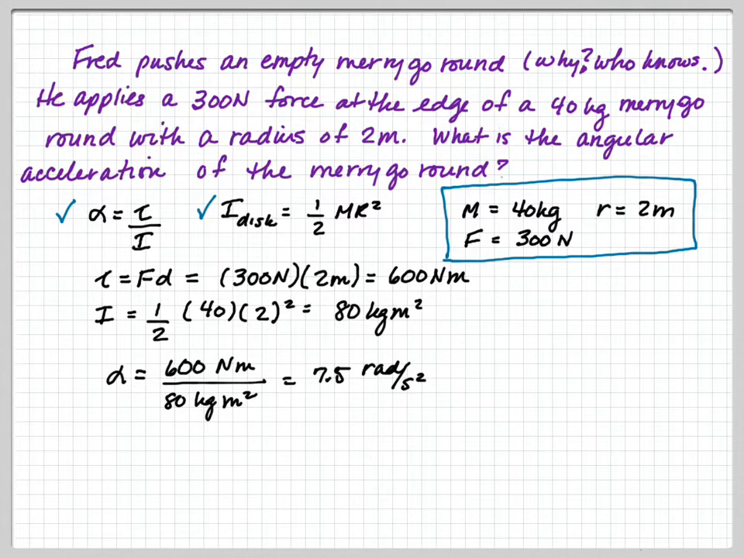So starting off with torque, because we need to find our torque. Torque is force times distance. Plug that in, and we get 600 Newton meters. Then we find our moment of inertia, 1/2 mr squared, and we get 800 kilograms per meter squared. And then we can plug both of those items into our angular acceleration equation and get 7.5 radians per second squared.